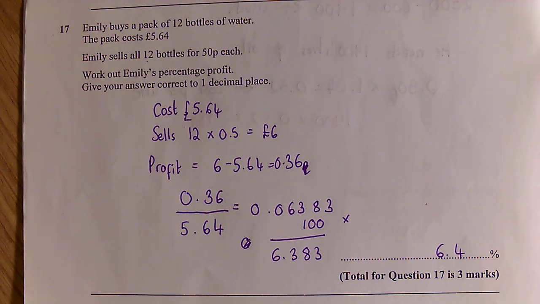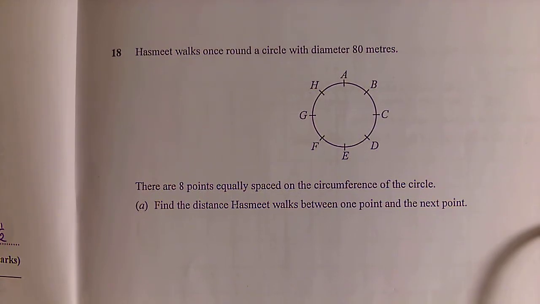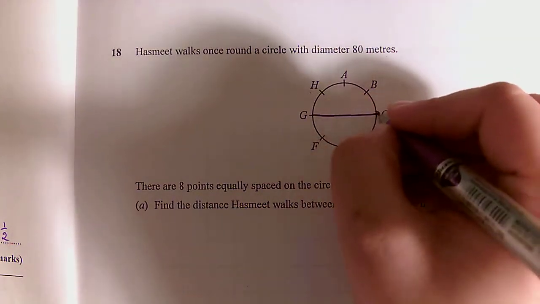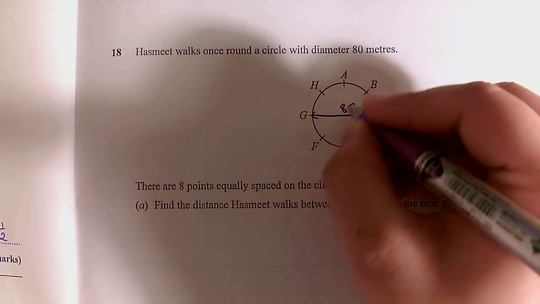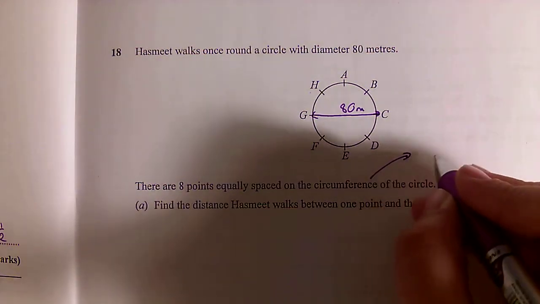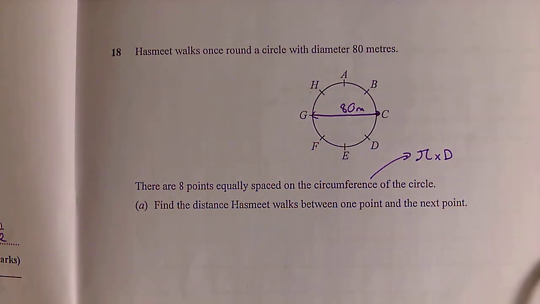Okay, question 18 then. This was a really tricky one. Hazmeet walks around a circle with a diameter of 80 metres. I'm going to draw that in quickly so I know exactly what we mean by diameter of 80 metres. There are 8 points that are equally spaced on the circumference of the circle. Circumference, I know that is pi times the diameter, and if you're not entirely sure on that, just ask Alicia to sing you the song.